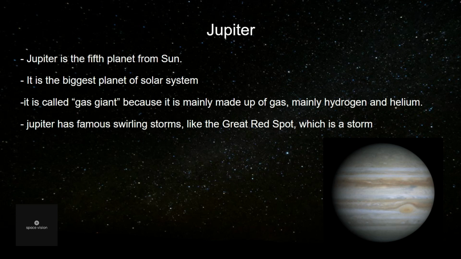Then we have got Jupiter. Jupiter is the fifth planet from the Sun, and the famous thing about it is that it is the biggest planet of the solar system. We can call it a gas giant because it is mainly made up of gas, mainly hydrogen and helium, and it is famous for its swirling storms, like the Great Red Spot, which is a storm. We can see it here. This is the Great Red Spot, and there are too many storms happening in this atmosphere.